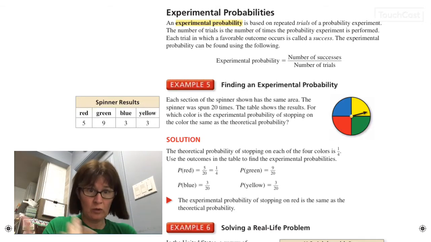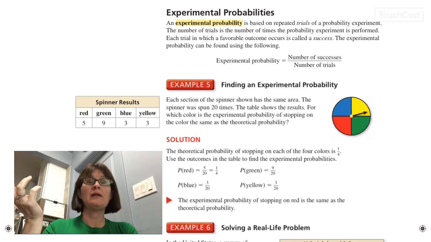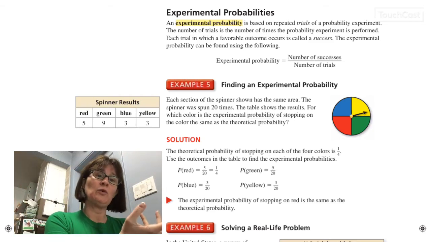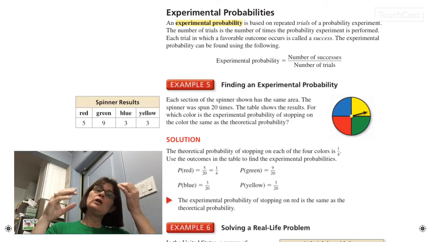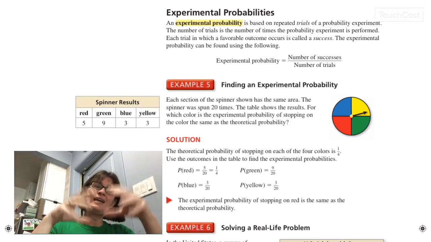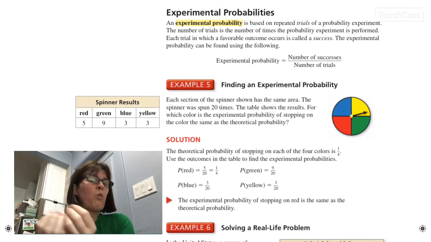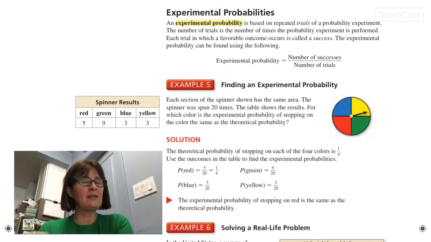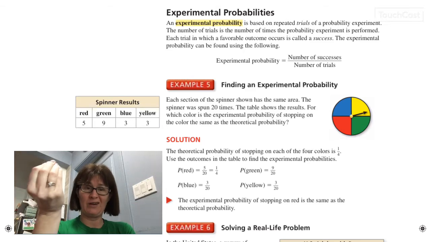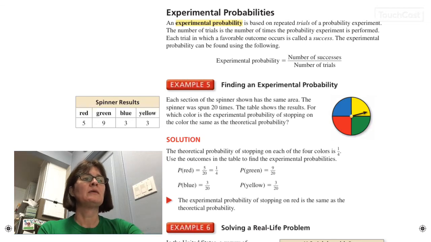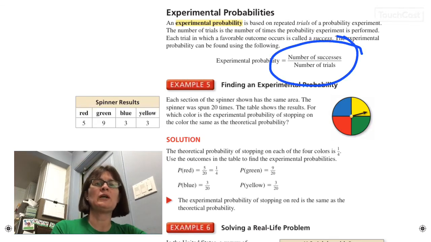But now what if you actually roll a die a bunch of times? You're not always going to get 1/6 of the time that your roll is going to be a 5. So using the data you actually have of a bunch of experiments, what's the experimental probability? Well, it's the number of times the thing you wanted actually happened divided by the total number of times you did the experiment. So that's here. Number of successes divided by number of trials.